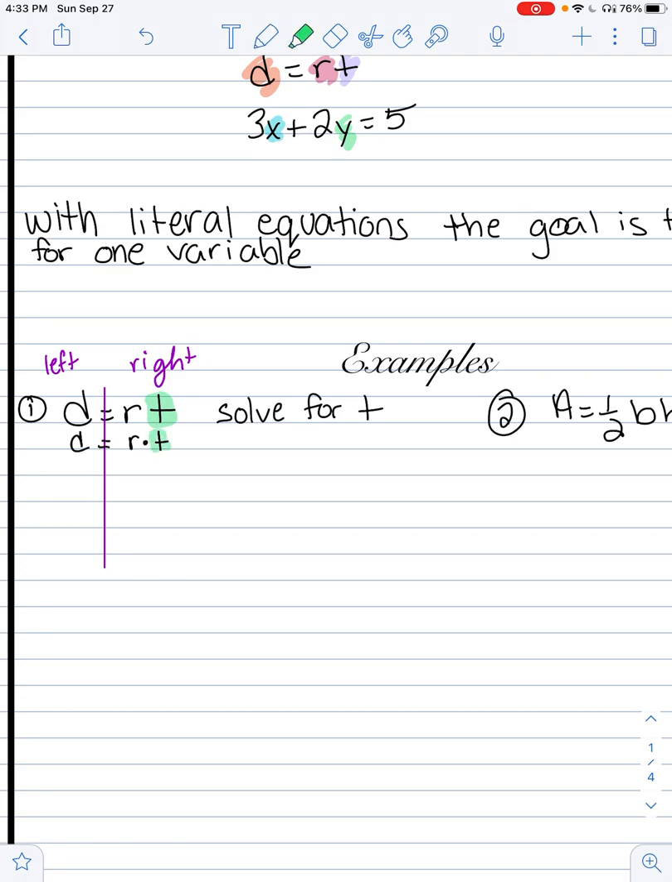So if my goal is to get t by itself, and I have this r being multiplied, in order to get rid of multiplication, I need to divide by r. So I'm going to divide both sides by r. On the left-hand side of my equation, I have d divided by r. Those are different variables, so we can't combine them. So what we do is we just leave it as d over r, and then equals. And then on the right-hand side, we have r over r. Those cancel out, and we're left with just the t. So my answer is d over r equals t.